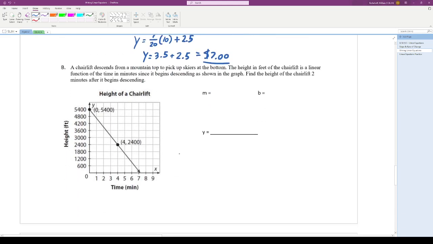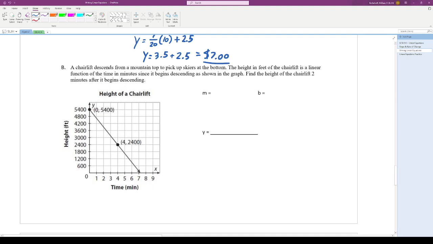Looking at our next example, a chairlift descends a mountain to pick up skiers. I'll go through this one as well. If you want to pause the video and try this one yourself and then check with what I did, feel free to get the practice, but I do want to see how we go through this again just so we have more examples. So the height in feet of the chairlift is a linear function of the time in minutes since it begins descending as shown in the graph. We want to find the height of the chairlift 2 minutes after it starts descending.